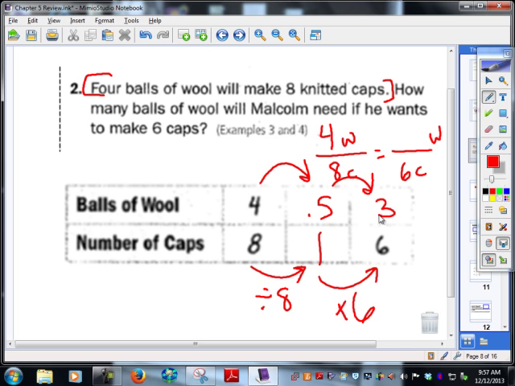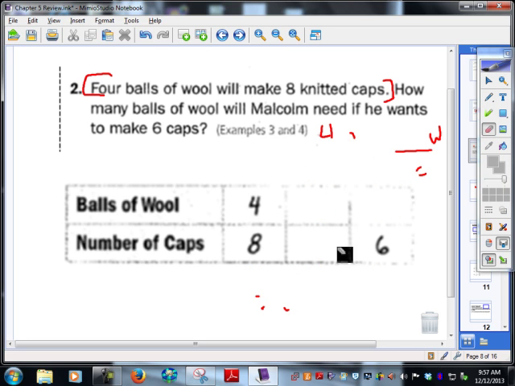Let me give you another method. You could have done this method. This is the one I showed you guys. I said, let's scale to the greatest common factor, which is 2. I know to go from 8 to 2, I'm dividing by 4. So what do I need to do to my number of balls of wool? Divided by 4.